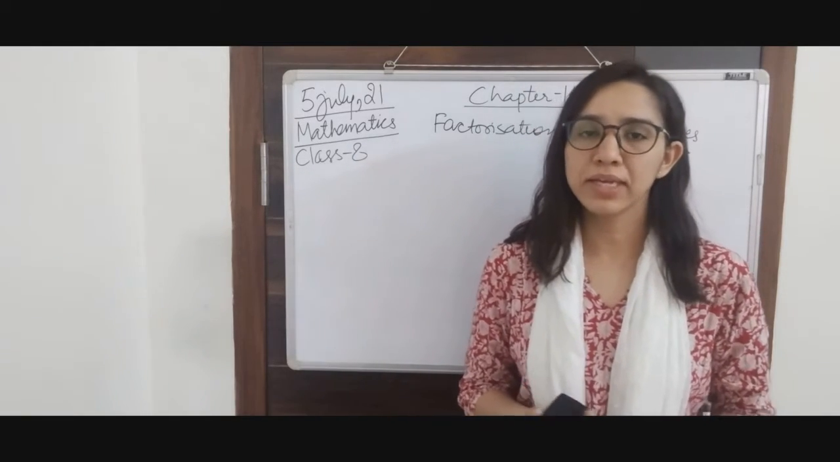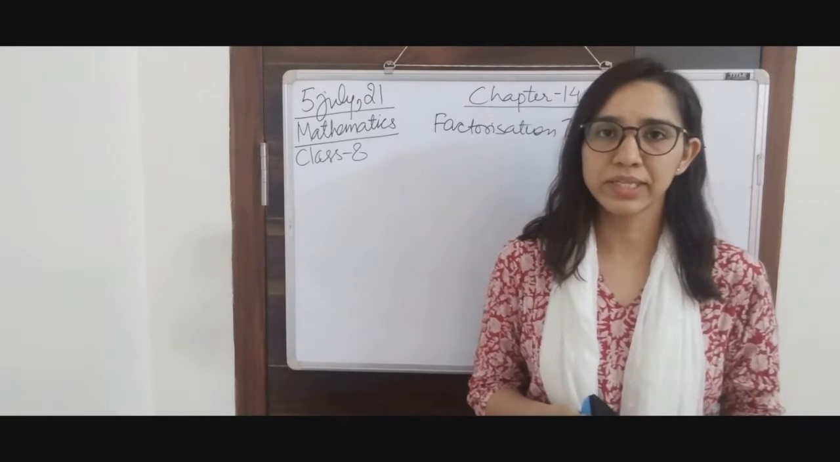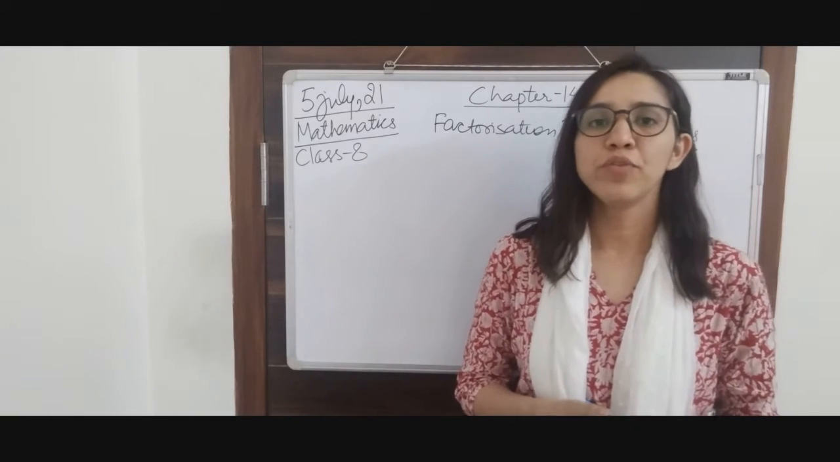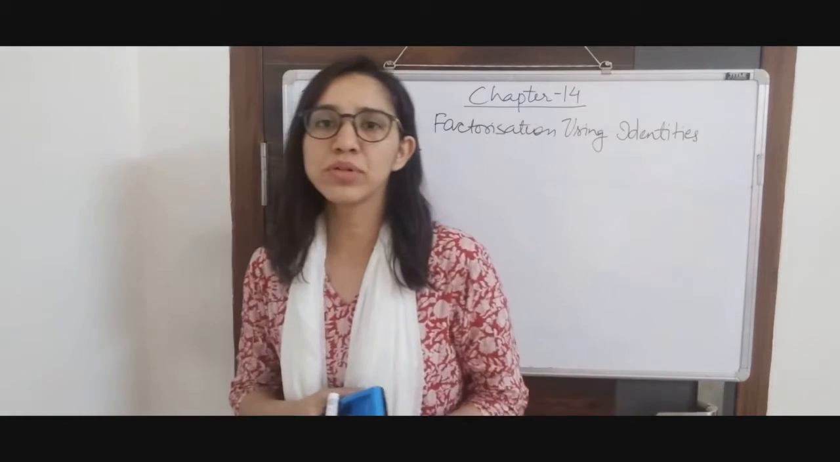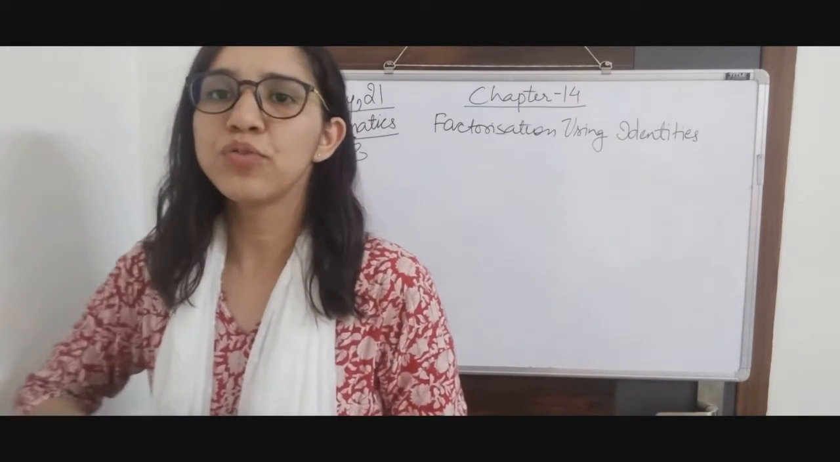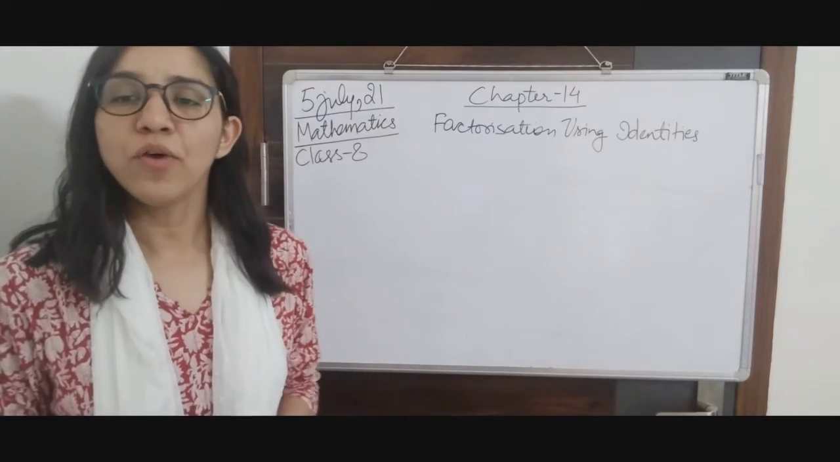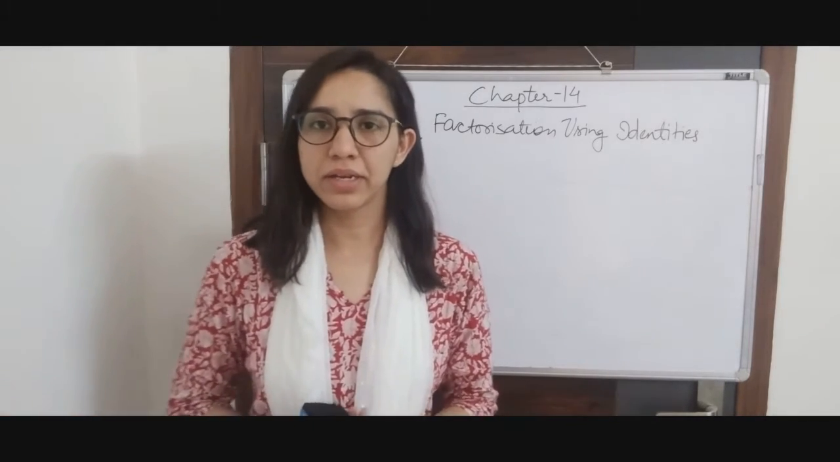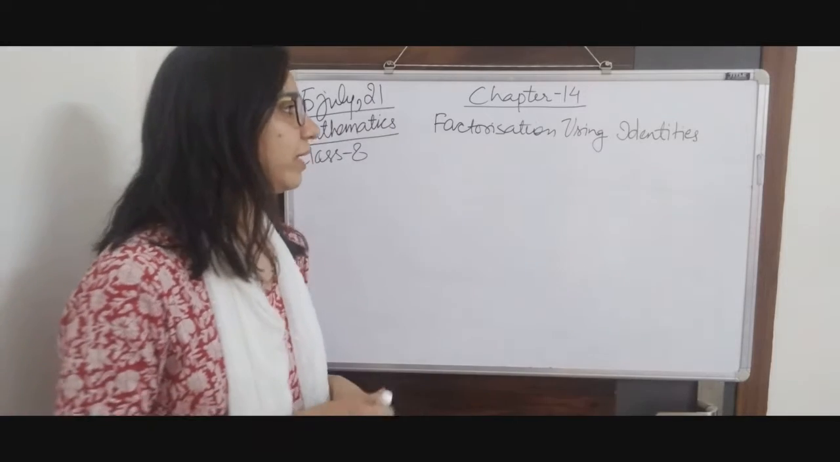So in our last class, we talked about factorization using identities. We discussed that we have 4 standard identities and we learned how to use the first and second one. Now we are going to use the third identity to factorize our algebraic expressions.